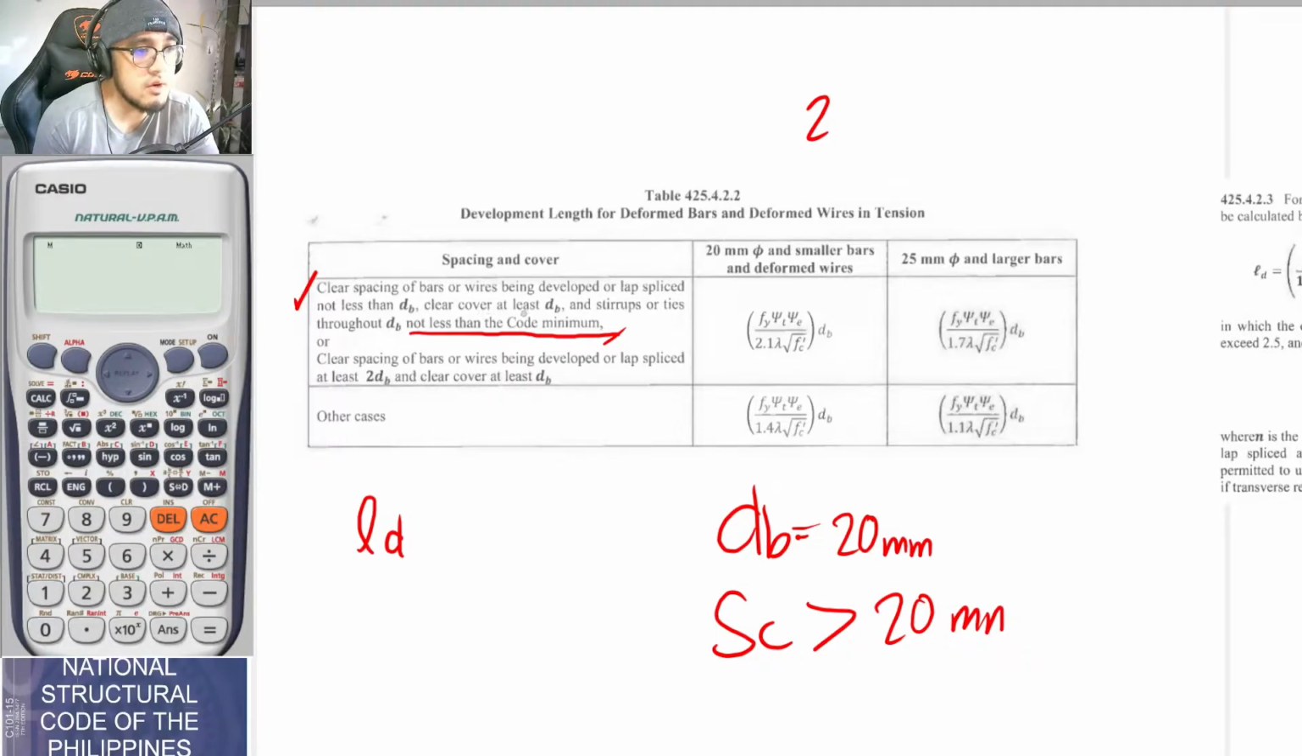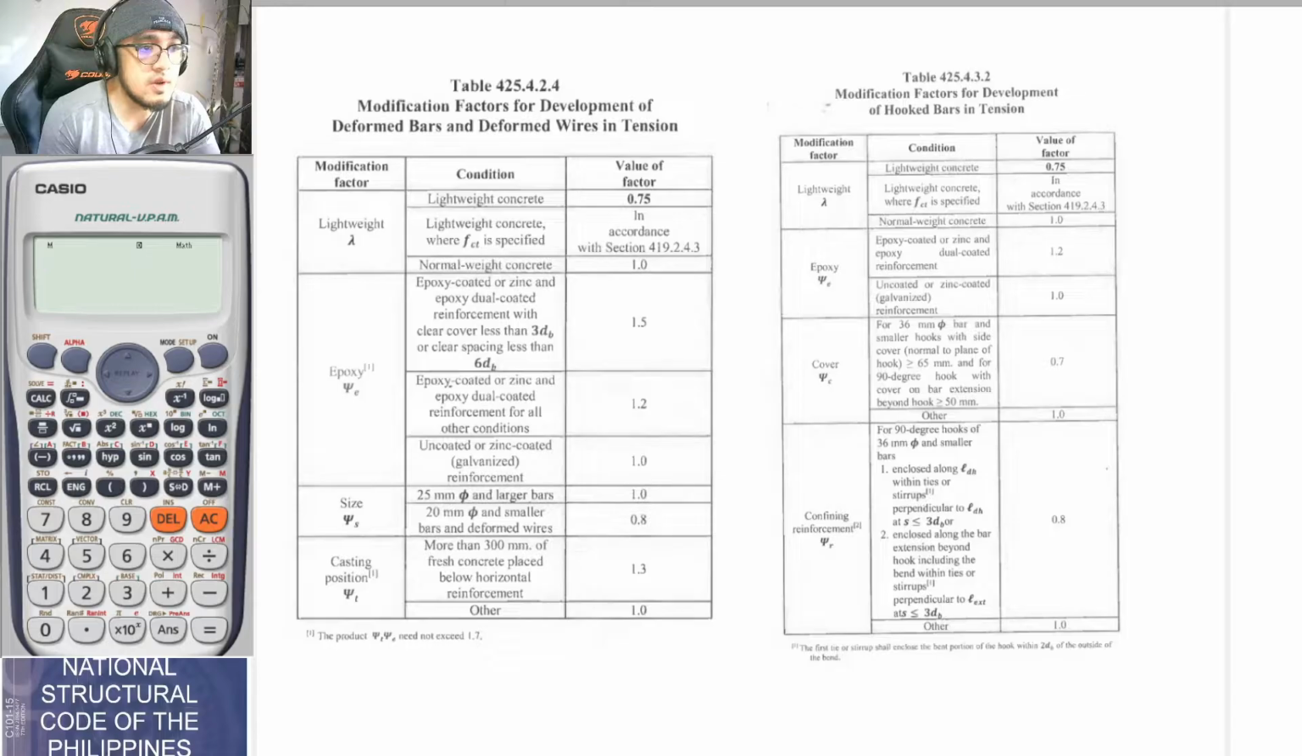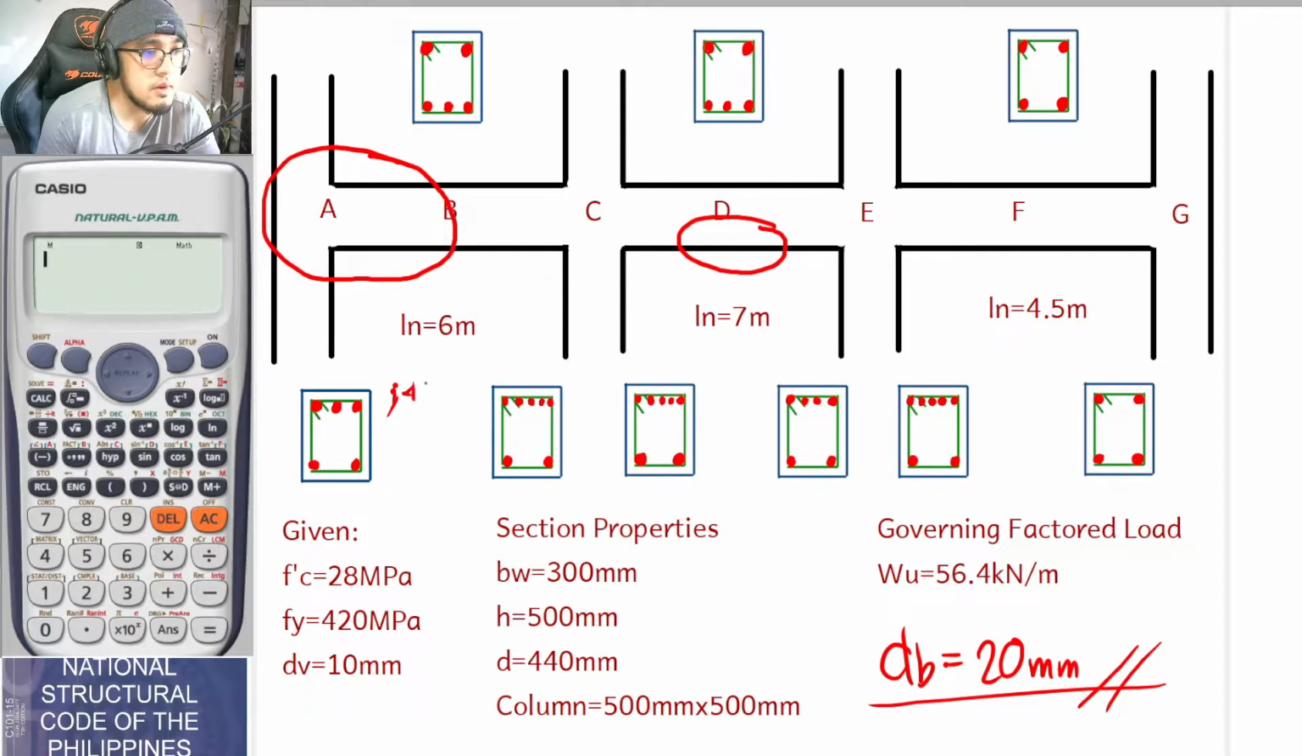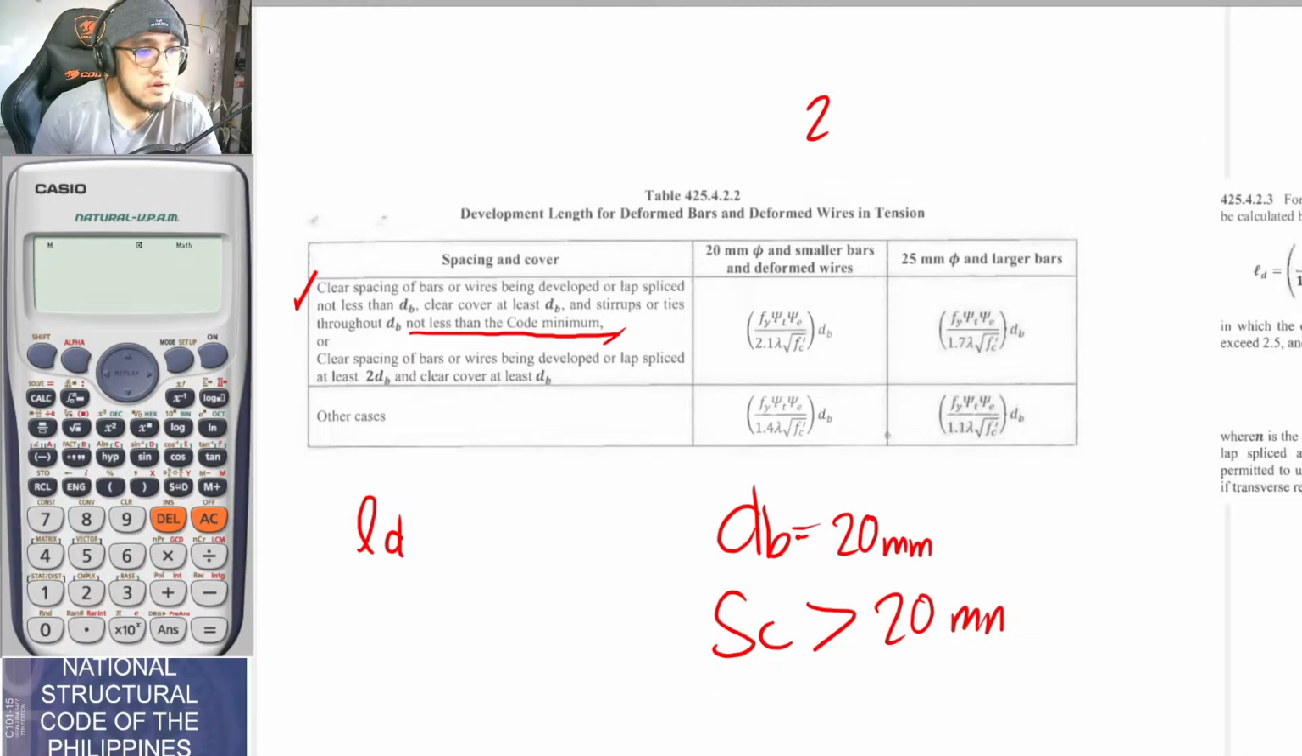And the clear cover at least db. So our db once again is 20 mm and our concrete cover was 40 mm. So concrete cover once again was 40 mm plus the diameter of your shear stirrups, and that is 10 mm. Thus, this is now 50 mm. Okay, so 50 mm. So with that, guys, this second provision is conforming. So the clear cover is at least db. And stirrups or ties throughout should not be less than the code minimum.